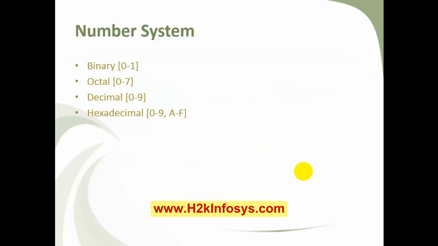Anyway, we have 4 number systems. We have binary, which will only have 0 and 1. We have octal, which will have 0 to 7. Decimal, we have 0 to 9. Normally in day-to-day life, the number system we use is decimal. And hexadecimal has 0 to 9 and A to F. A indicates 10, B indicates 11, like that C, D, E, F. So hexadecimal is 0 to 15, but after 9 we use A to F. These are the 4 number systems we have. We don't need to worry about octal or hexadecimal, but just keep in mind that we have 4 number systems.